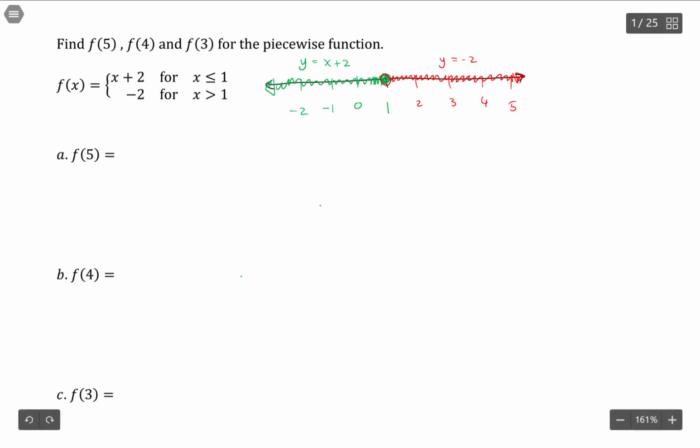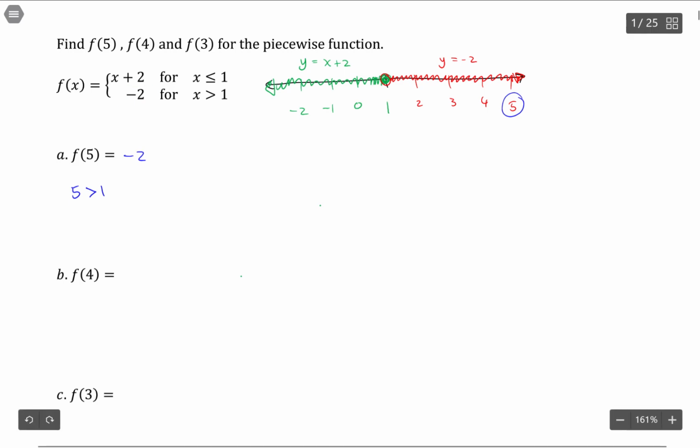Let's take a look at evaluating a couple. F of 5. So 5 is greater than 1. That means 5 is over here in my red region, which means I'm going to plug into this part. And it's just a constant function, so students often will get uncomfortable as to how you do that, but there's no place to plug in an x, and that's okay. You get your answer as a constant -2. It just means whatever you put in, you always get out the same value.